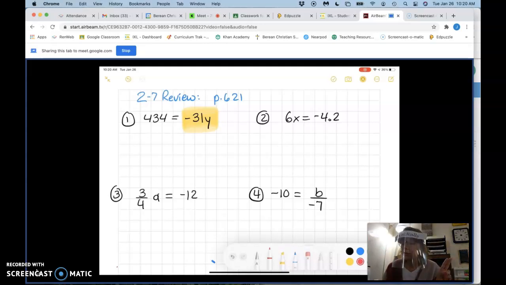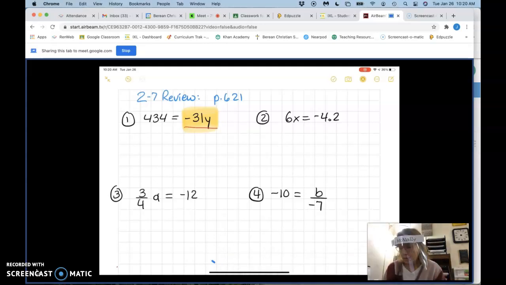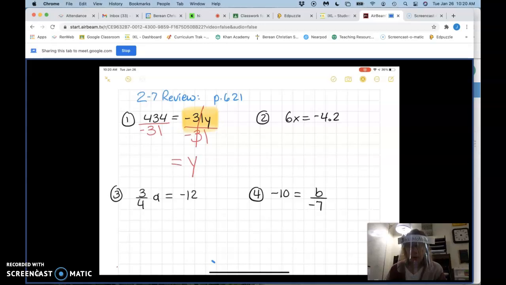So I have to do the opposite. I'm going to divide by whatever is next to y. And whatever I do to one side, I have to do to the other. So what happens is my negative 31 divided by negative 31 is going to equal just 1y, or just y, which is exactly what I wanted.